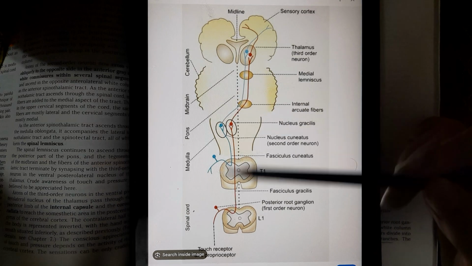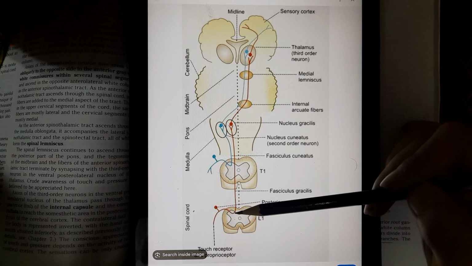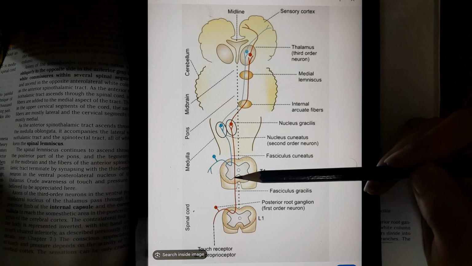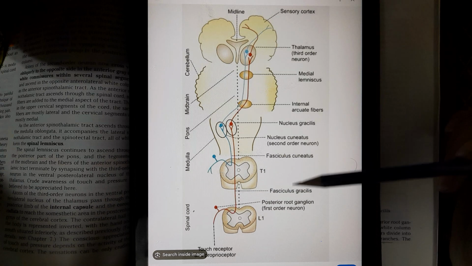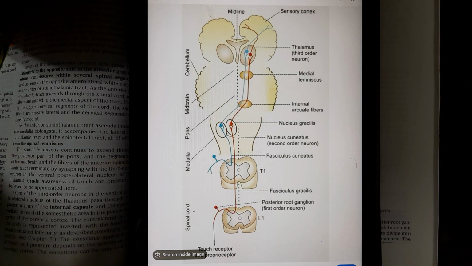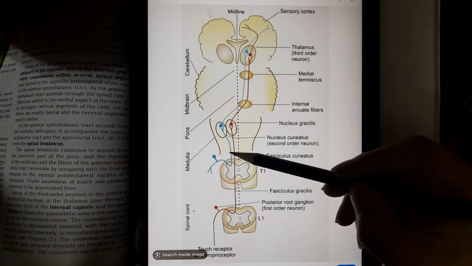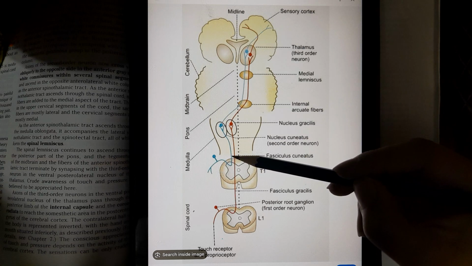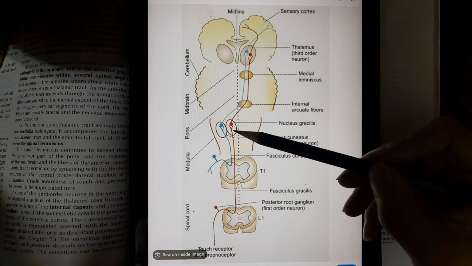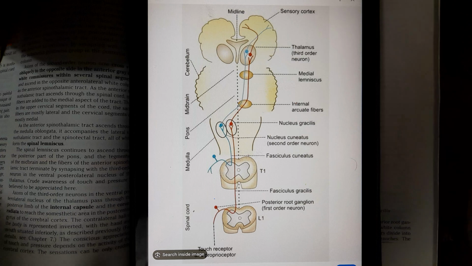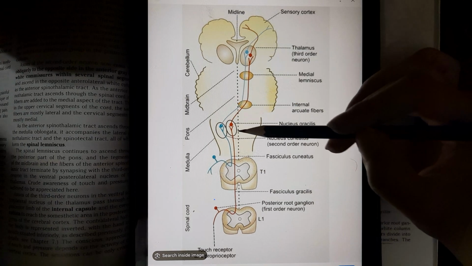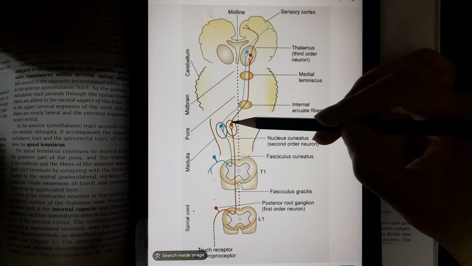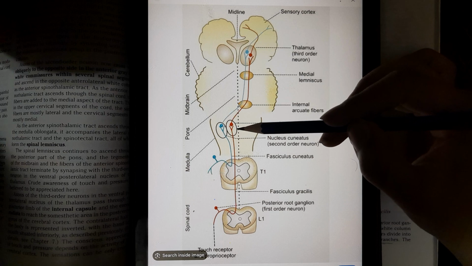Now the thing over here is that the one coming from the lower limb is the fasciculus gracilis. Also, we can remember it from the name, that our lower limbs have the gracilis muscle, right? And C is for cervical and C is for cuneatus. So fasciculus cuneatus over here. Now they will end not in the thalamus, rather in the medulla, where they will have their own nucleus.